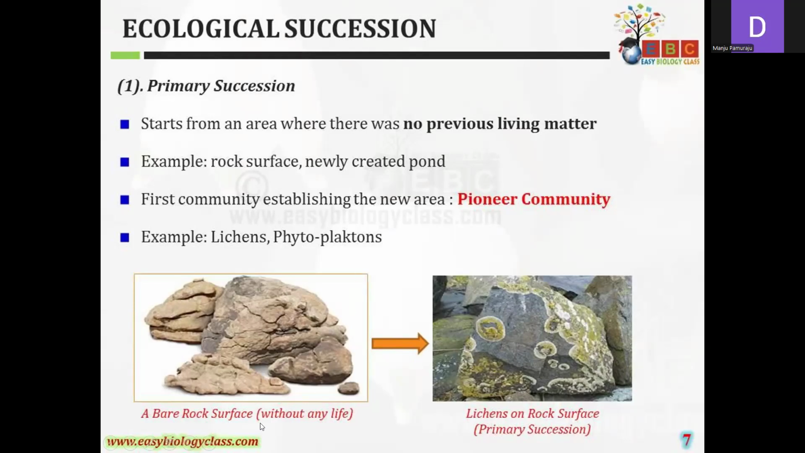So here is the bare rock surface, without any life. Here the lichens start growing on this. Generally these lichens grow in dry habitats, so they start growing on these rocks. Lichens on the rock surface. So this is primary succession. Primary succession means succession which starts on an area where there was no previous living matter.